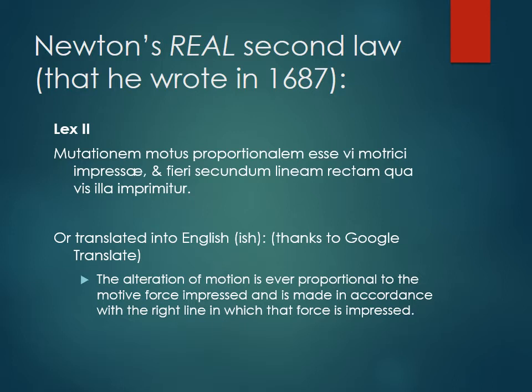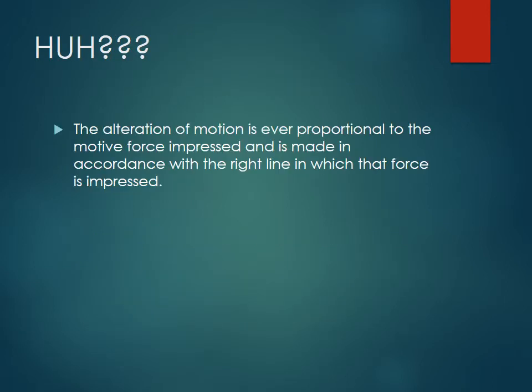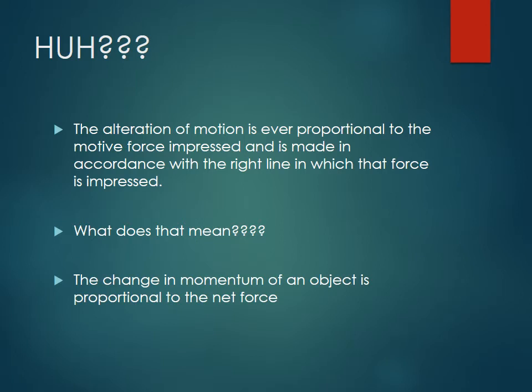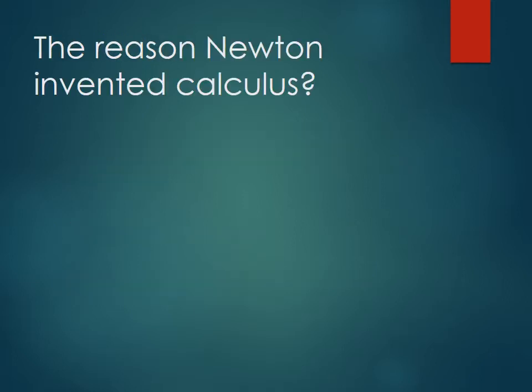The alteration of motion is ever proportional to the motive force impressed and is made in accordance with the right line in which that force is impressed. Whoa. What? That still doesn't make sense. Here it is again. What does it mean? Well, it means the change in momentum of an object, right? The alteration of motion is proportional to the net force, and it goes in the same direction. That's all it means. So, why did Newton have to invent calculus?